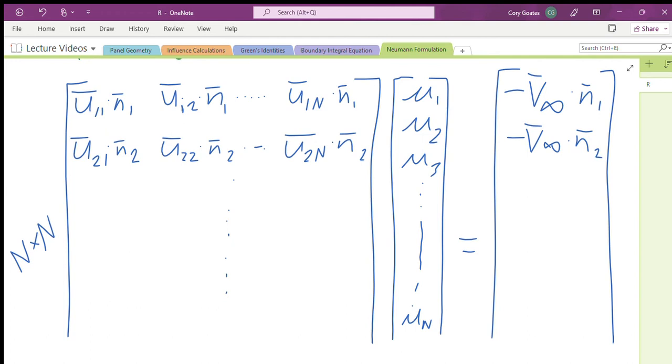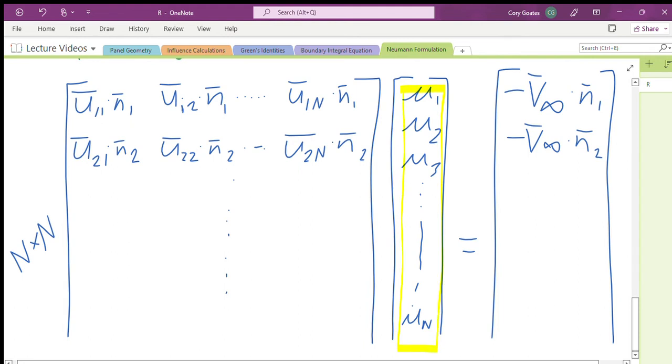So now we've got a linear system of equations. This is perfectly linear. We can solve it using a regular matrix solver. Once we get the solution out of here, then these are our answer. These are our doublet strengths that will satisfy that zero normal flow boundary condition at the centroid of each panel. Pretty remarkable, right?